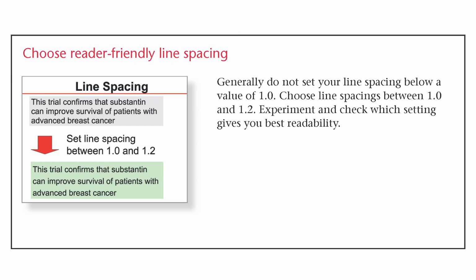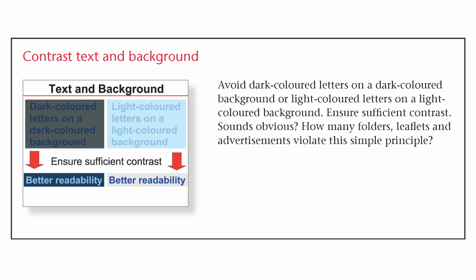Choose reader-friendly line spacing. Generally, do not set your line spacing below a value of 1.0. Choose line spacings between 1.0 and 1.2. Experiment and check which setting gives you the best readability. Contrast text and background. Avoid dark-coloured letters on a dark-coloured background, or light-coloured letters on a light-coloured background. Ensure sufficient contrast. Sounds obvious. How many folders, leaflets and advertisements violate this simple principle?